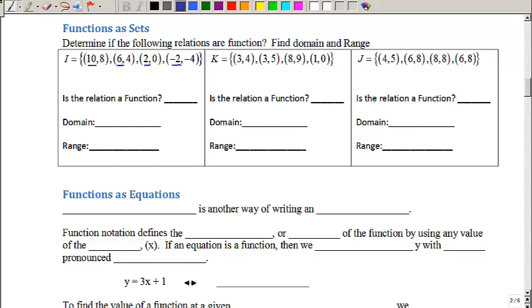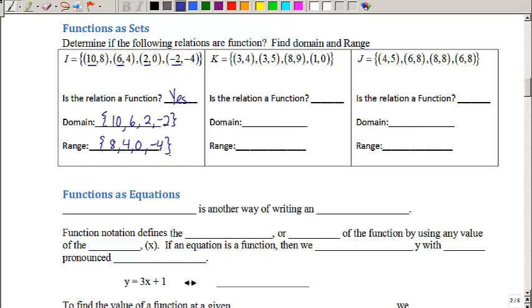Are any of these x values repeating or being mapped to two different y values? And no, it looks like all of these domain values are on their best behavior. So is this a function? Yeah, it is. My x's don't repeat to different y values. My domain is just the set of all first elements, or in this case the x elements. So I'm just going to list them: 10, 6, 2, and -2. The order doesn't really matter here so much. The range would be 8, 4, 0, and -4.